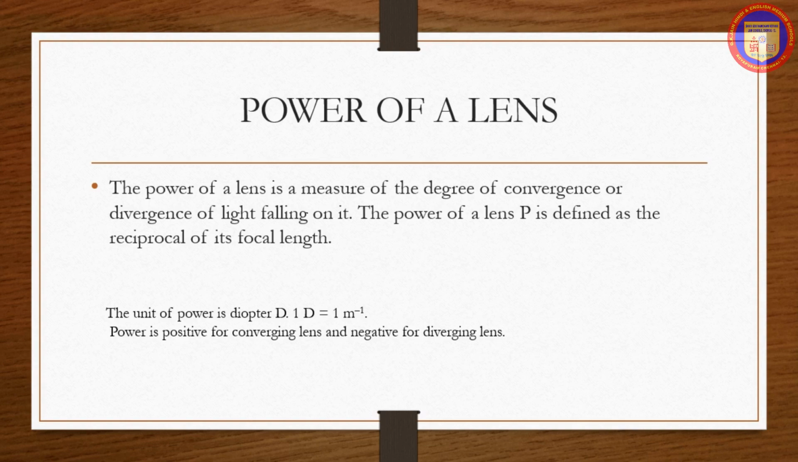The power of the lens P is defined as the reciprocal of its focal length. So the power of the lens P is equal to 1 by F. The unit of power is diopter, which is given as capital D, and 1D is equal to 1 meter inverse. Power is positive for a converging lens and negative for a diverging lens.